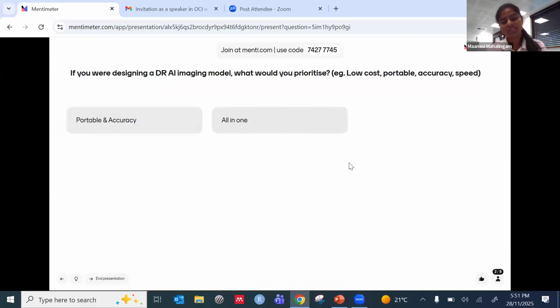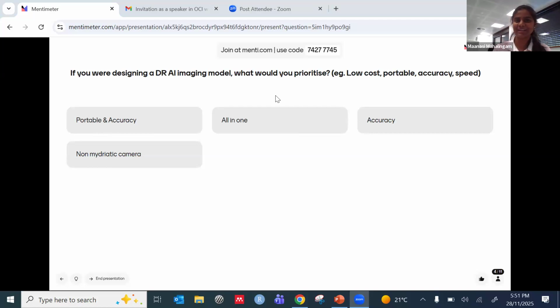The ones on the right are just example keywords. It's not that you should choose the same. You can choose whatever you want. You can type in whatever you feel, because we are not going to develop an AI model from this. So feel free to type in.